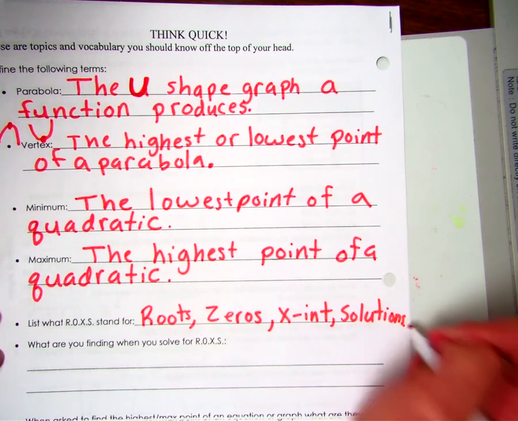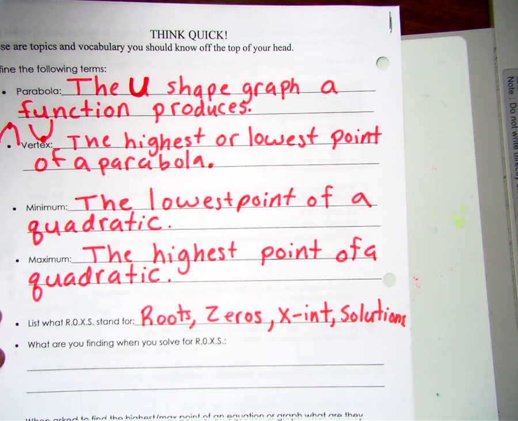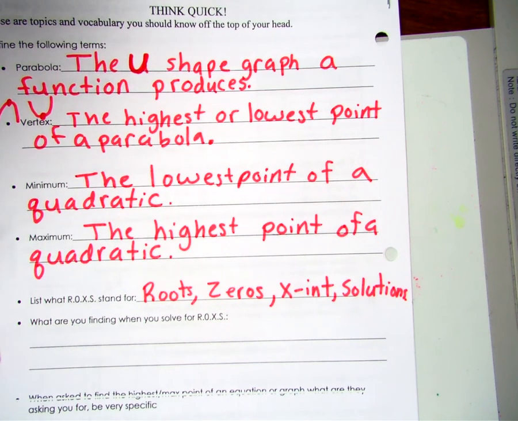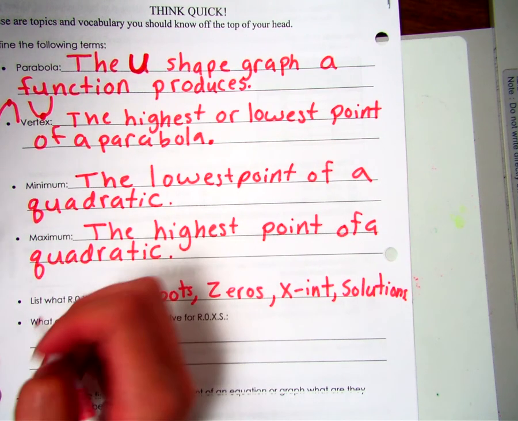And what do all these things mean, guys? Do they mean the same thing or something different? They all mean the same thing, where your graph hits the x-axis, or whatever x is equal to. So remember, roots, zeros, x-intercepts, and solutions. Don't let anybody confuse you if they use any of these words. They mean the same thing, where your graph hits the x-axis. Now, what are you finding when you solve for ROCKS? What we just said, where the parabola crosses the x-axis.